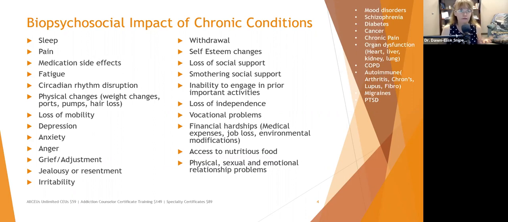The person with a chronic condition may have an inability to engage in prior important activities, a loss of independence because they can't drive themselves places, for example, vocational problems. Maybe they can't do the job they used to do because they can't stand for 8 hours at a time or lift 15 pounds or more, whatever the case is. Financial hardships that come from medical expenses, doctor visits, needing special wheelchairs or walkers, job loss, or necessary environmental modifications, such as if somebody does get into a position where they have loss of mobility.